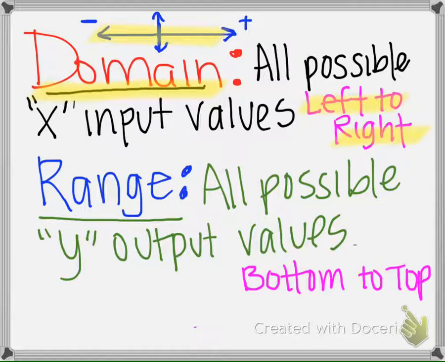Okay, so then we have range. Range means what are all your possible output values. So the range is your y-axis or your vertical axis. If we have the origin right here, we have all the positive numbers up here and all the negative numbers down here. So just like here, we go from the negatives to the positives.